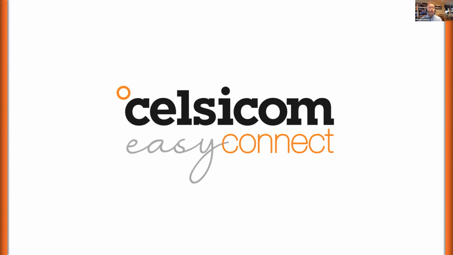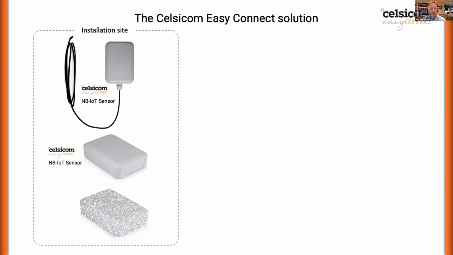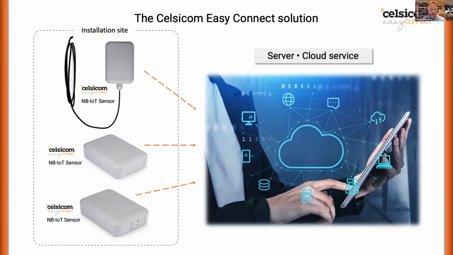So what we have come up with is our own solution that we call the Easy Connect system. So Celsicom Easy Connect. We launched this early this year, so we've been testing it for some months now. And our solution is a bit different. We have the installation site, but in our case, we have our own NB-IoT sensors that transmit the data directly to the cloud. So you have everything inside the sensor, and you don't need the gateway and other things that can cause problems.